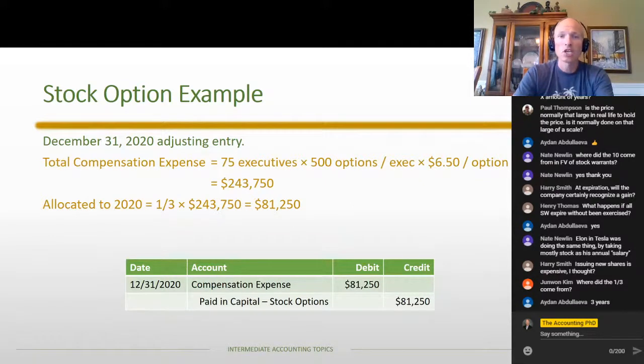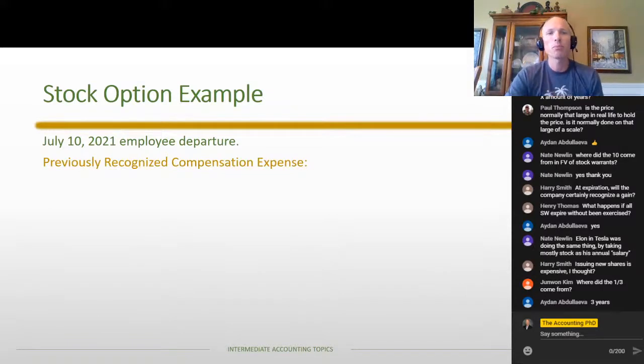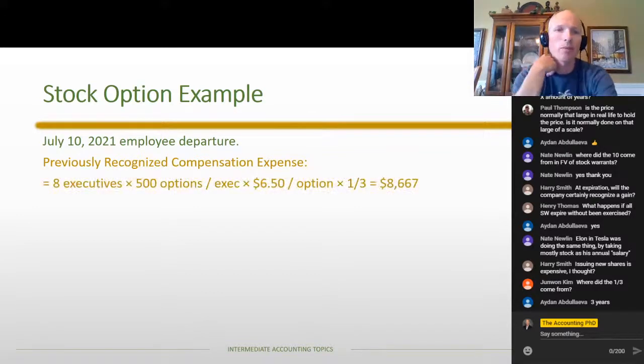And so this compensation expense that we recorded for these 8 executives actually wasn't an expense. We didn't incur any cost. Nothing really happened because they left. I don't have to give them shares, nothing. We're good. So when they leave, we need to undo anything that we've recorded of any economic consequence related to these 8 employees. We have to think about whether we previously recognized any compensation expense for these employees. And the answer is yes, we have. So what is that amount?